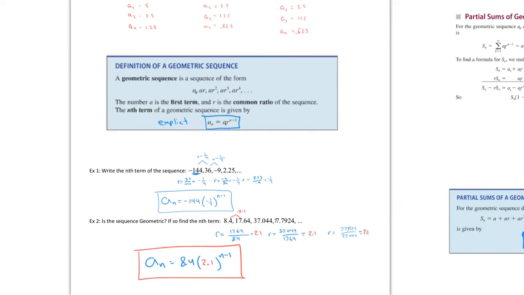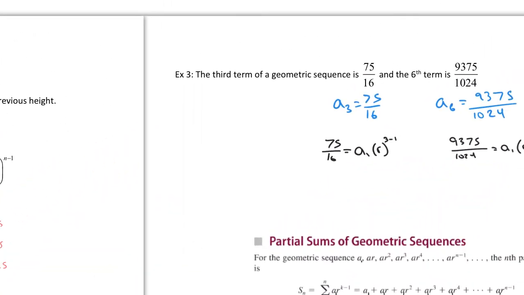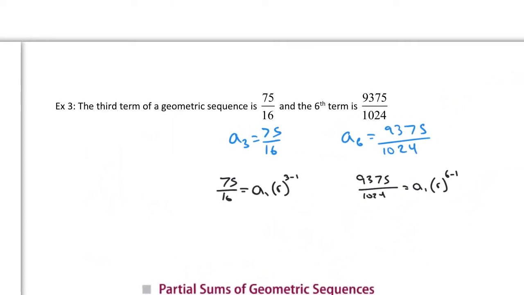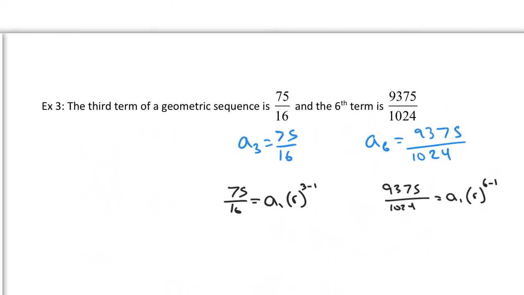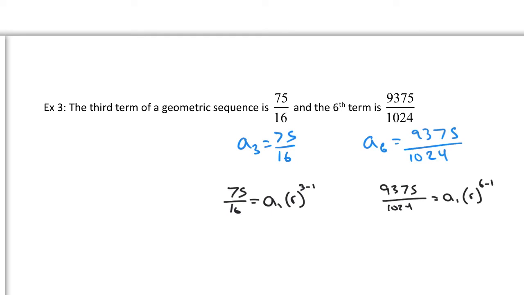Okay, next up, we can get a little trickier. This time, and we did this with arithmetic too, I give you two terms of a geometric sequence that are not consecutive. And it's important we are told it's geometric, so we know there will be a common ratio connecting these. So we have the third term is 75/16, and the sixth term is 9,375 over 1024.